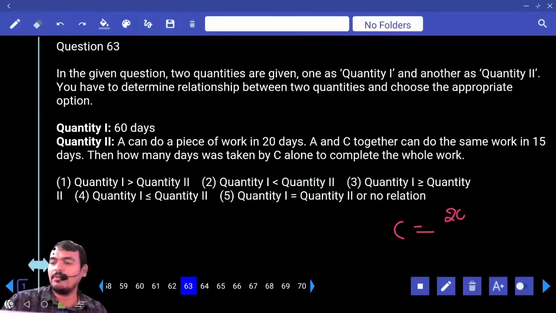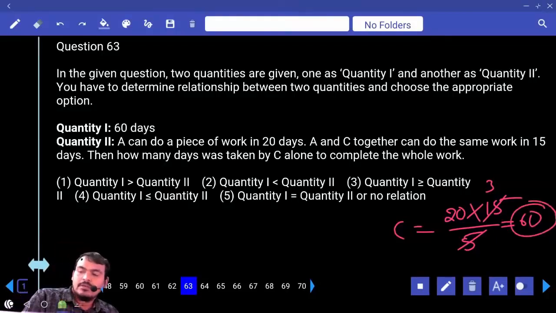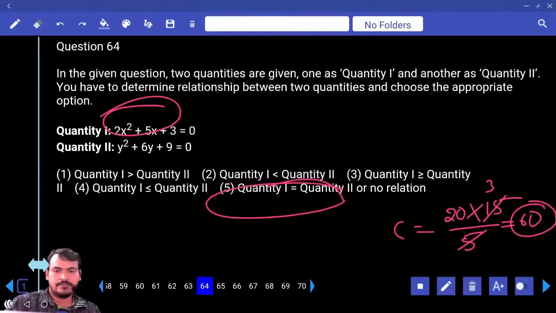20 into 15 by, what is the difference? 5 or not? 5, how many times 15? 3 times. 20 times 3 is how much? 60. C alone in how many days? 60 days. What is the Q1 value? 60. Q2 also 60. Then relation: Q1 equal to Q2.